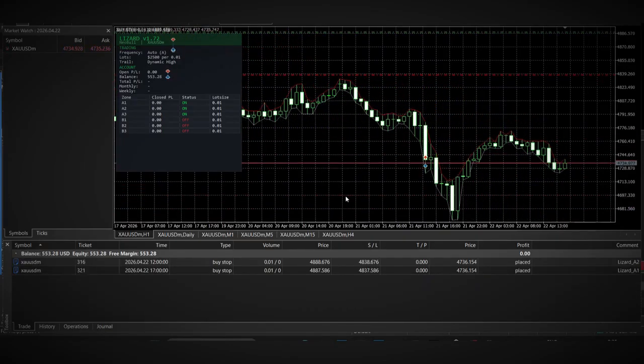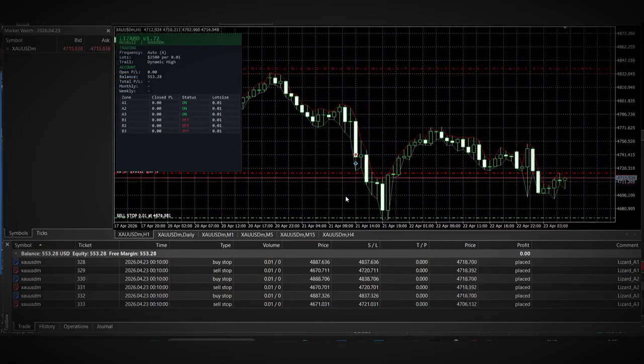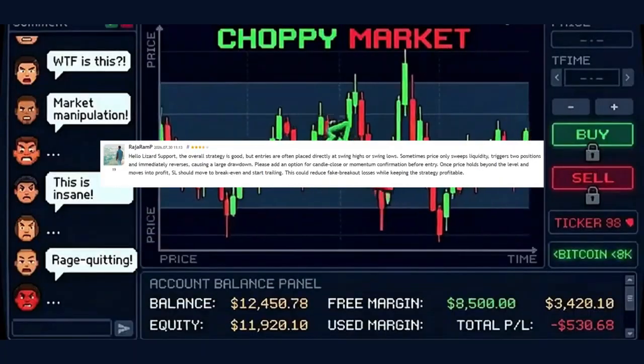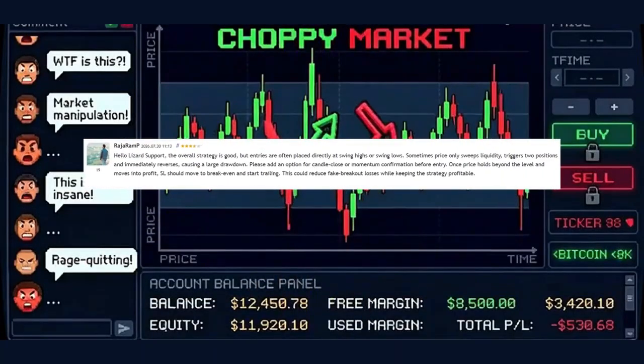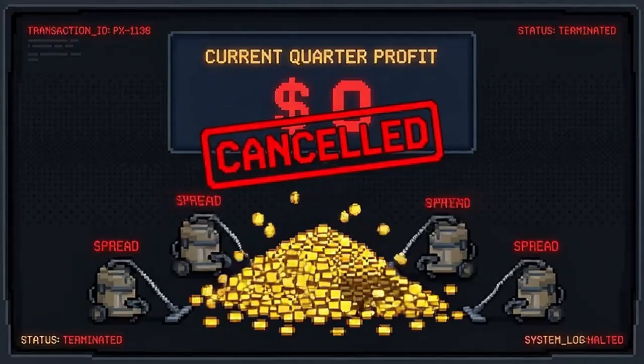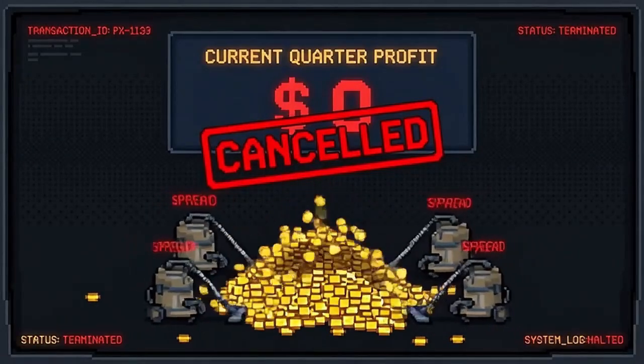Having multiple strategies sounds like diversification, but on a single volatile pair like gold, it can also mean you're taking more trades than necessary. Some users in the MQL5 comments reported getting hit with simultaneous long and short setups from different strategies during choppy sessions, which effectively cancels out profits and racks up spread costs.